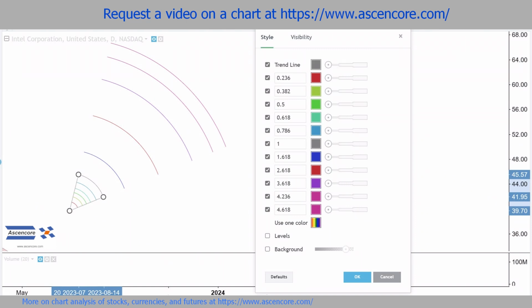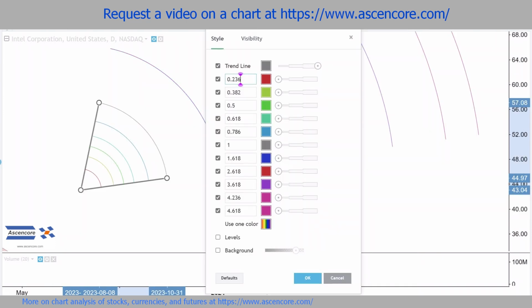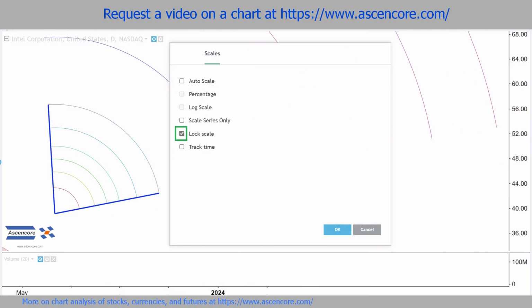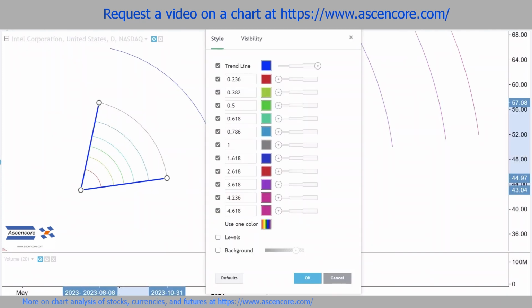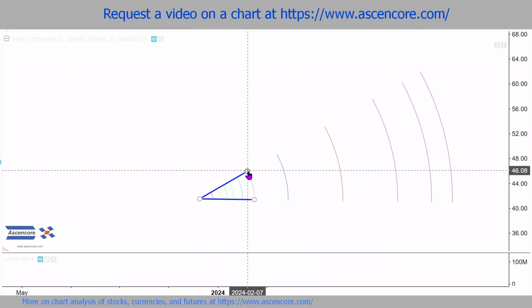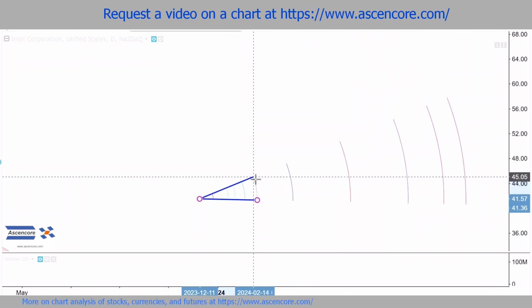lines. And since the Fibonacci wedge has a curvature, it is important to lock scales to avoid distortions when moving the chart and zooming in and out. This was already covered in the series on Fibonacci spirals and applies to Fibonacci wedges just like it does to Fibonacci circles and arcs. If you're interested, these have already been covered along with many other Fibonacci tools. You can find this material on the channel or website.